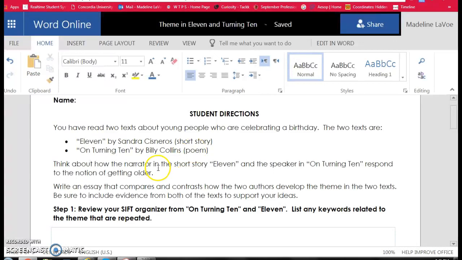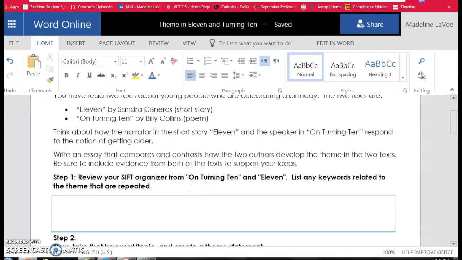So step one is going to be to review your SIFT organizer from "On Turning Ten" and "Eleven." So why don't you take a moment to pause the recording here, and you can take out your copy of the poem. You can take out your SIFT organizers and make sure that you have everything you need.